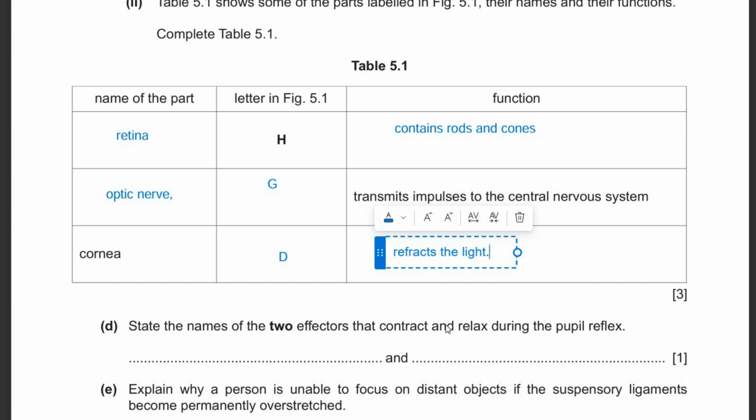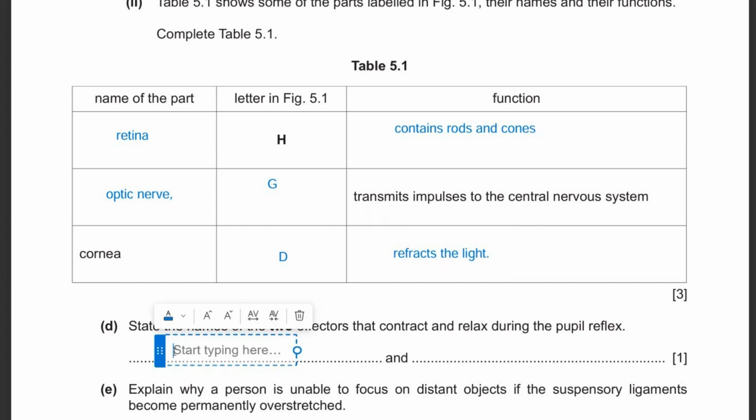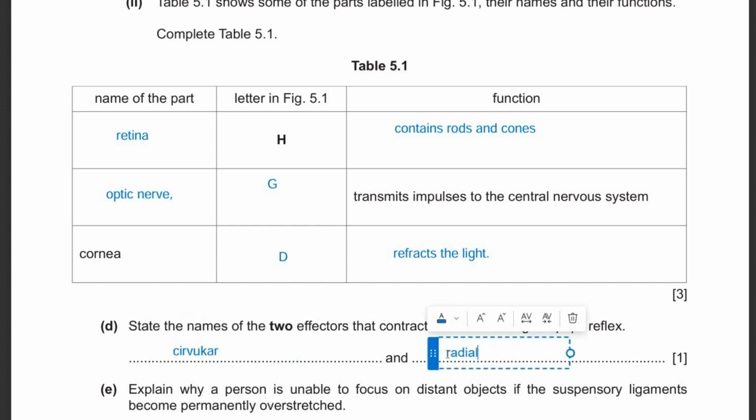Part D. State the name of the two effectors that contract and relax during the pupil reflex. Effector muscles are present in the eye that are known as circular muscles and radial muscles that contract and relax during the light reflex or the pupil reflex. So circular and the radial muscles. Alright.